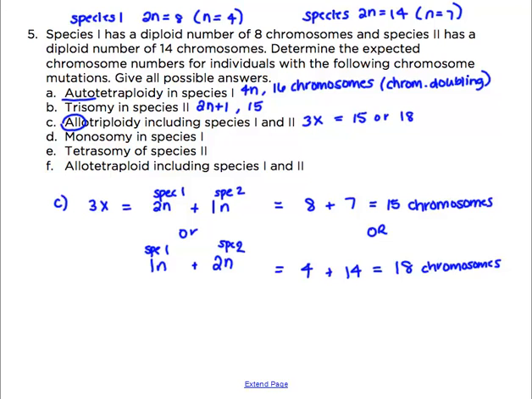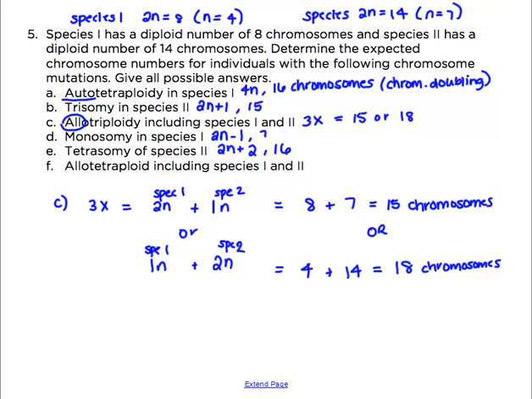Part D says monosomy in species 1. Remember that monosomy is where one copy of one chromosome is missing. So in a diploid that has 2 copies of every chromosome, you would do 2n minus 1 to lose that one copy of a chromosome. So species 1, 2n is 8, so 2n minus 1 is going to equal 7. Part E, tetrasomy of species 2. Remember that tetrasomy is where you have 4 copies of one chromosome, and a diploid already has 2 copies, so to get another 2 to get 4, you just add 2. And in species 2, 2n equals 14, so you add 2, and that gives you 16.